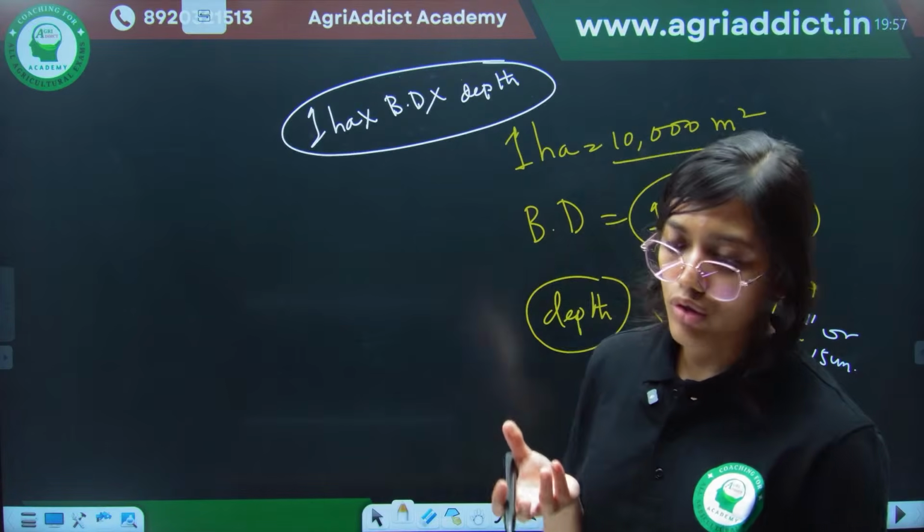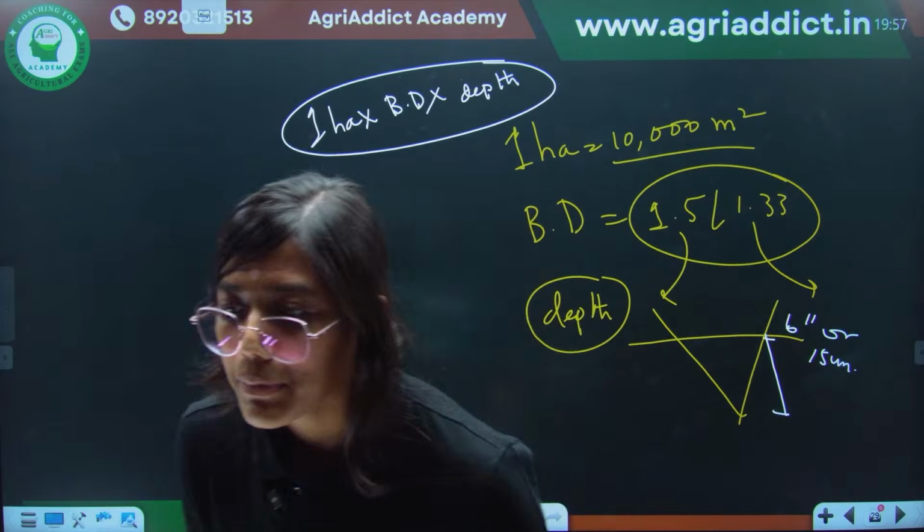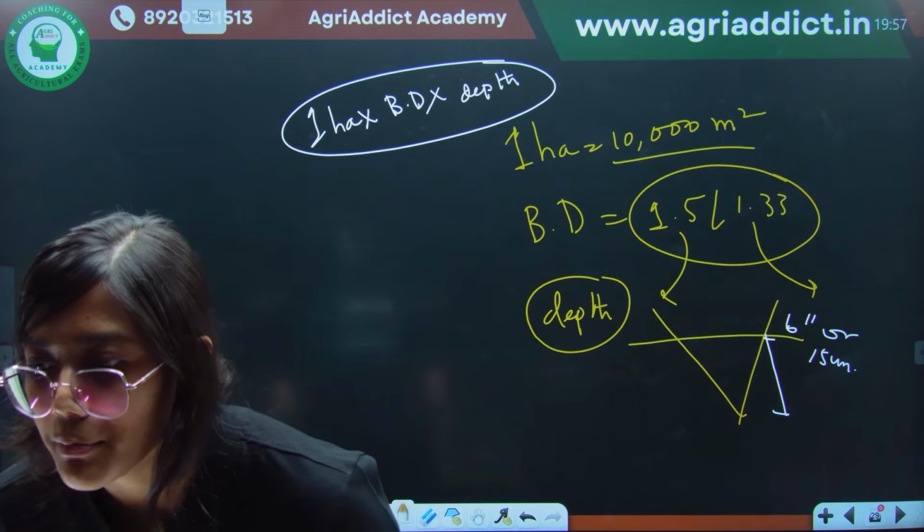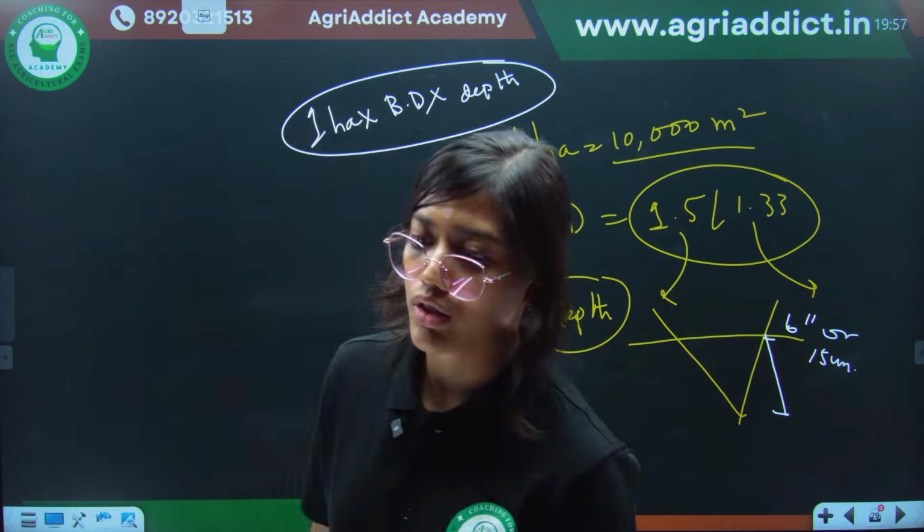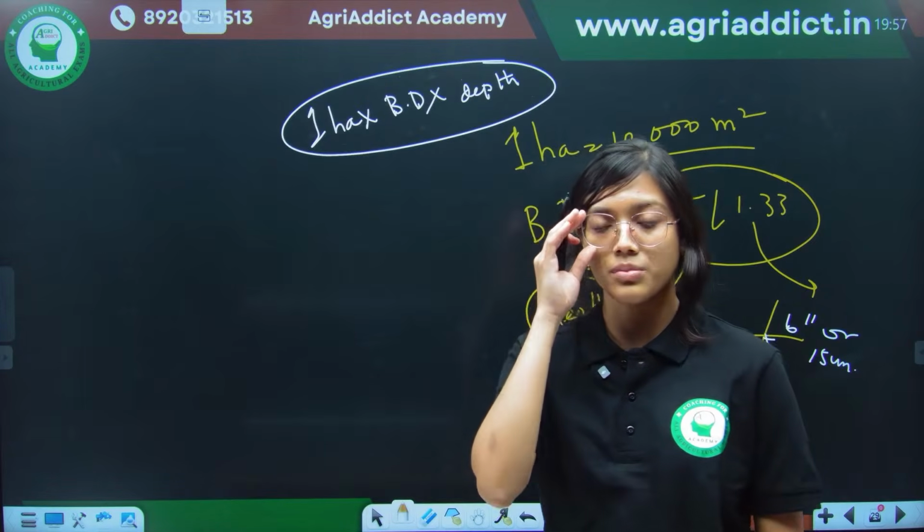See, in case of coarse textured soil, ma'am, please revise soil, air and temperature very nicely. Okay, don't worry, soil, air and temperature will also bring.